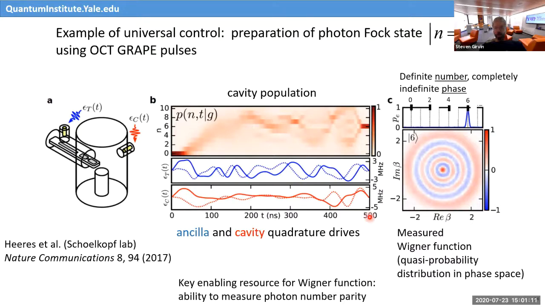I won't go into the details of how we make these measurements, but a key enabling technology is this strong coupling between the transmon qubit and the cavity, which allows us to measure not just the photon number, but actually the photon number parity, whether it's even or odd, without learning anything about the number itself. That turns out to be a very powerful thing for quantum error correction, which I'll mention briefly later.